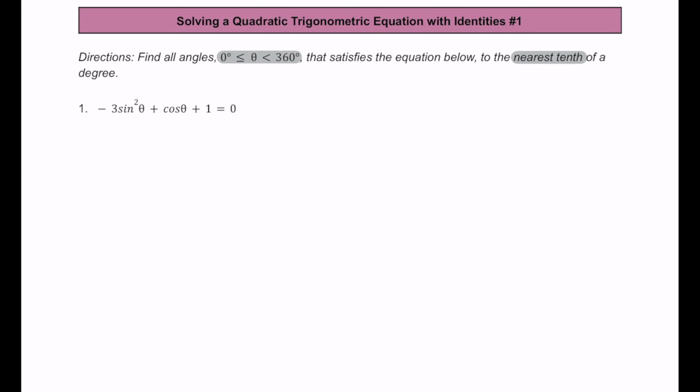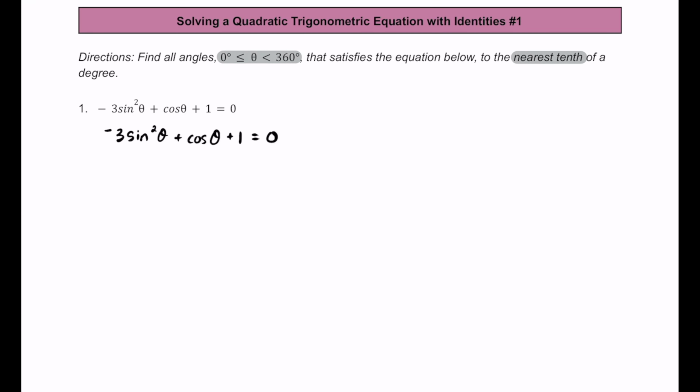Right away from the beginning, we want to notice that we have a sine function as well as a cosine function, so hopefully we can use a trig identity to get them both to be either sine or cosine. Alright, so to begin, I'm just going to copy down this equation. So we have -3 multiplied by sine squared of theta plus cosine of theta plus 1, and that's going to be equal to 0.